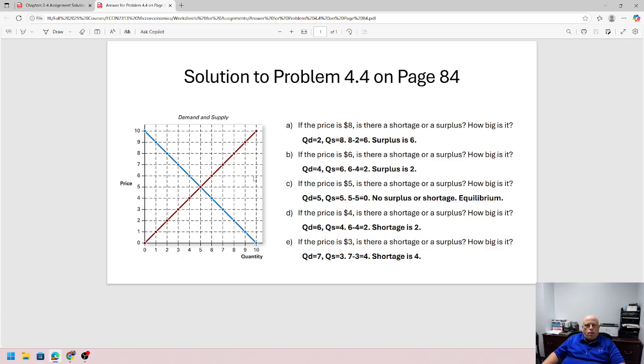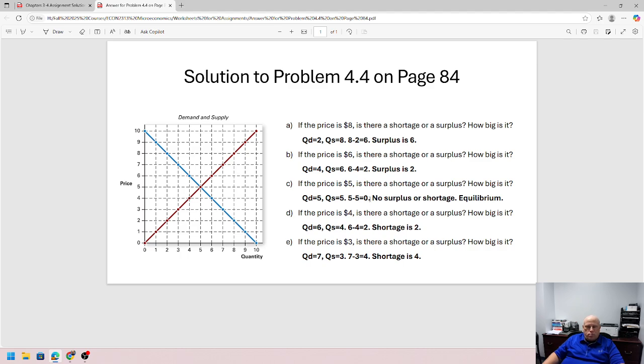Okay? Now, on the second one, it said if the price is $6, basically give us the same information. So, in other words, is there a shortage or a surplus, and how big is it? So, on that one, the quantity demanded would be 4. Quantity supplied is 6 at a $6 price here. And then if you take 6 minus 4, that's 2. So there's a surplus of 2 if the price is $6.